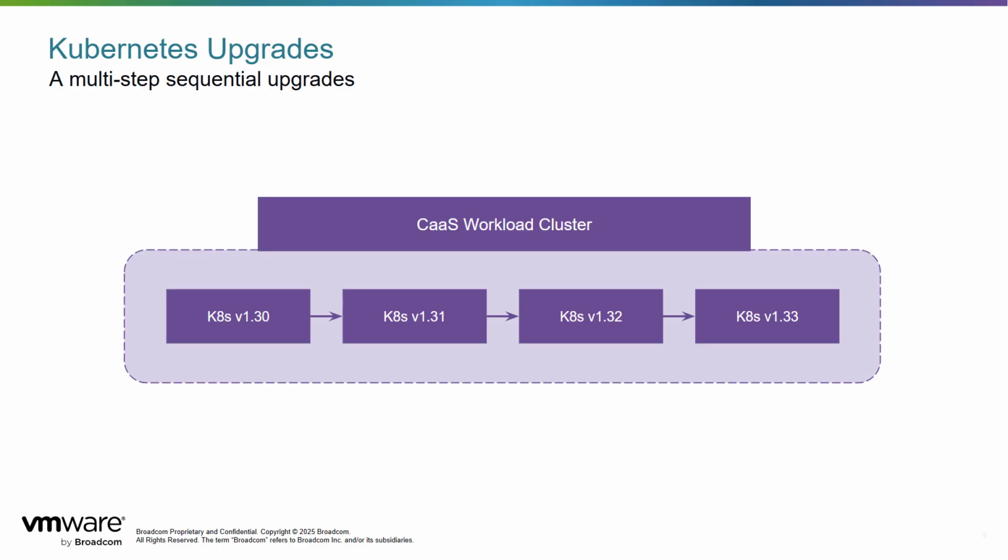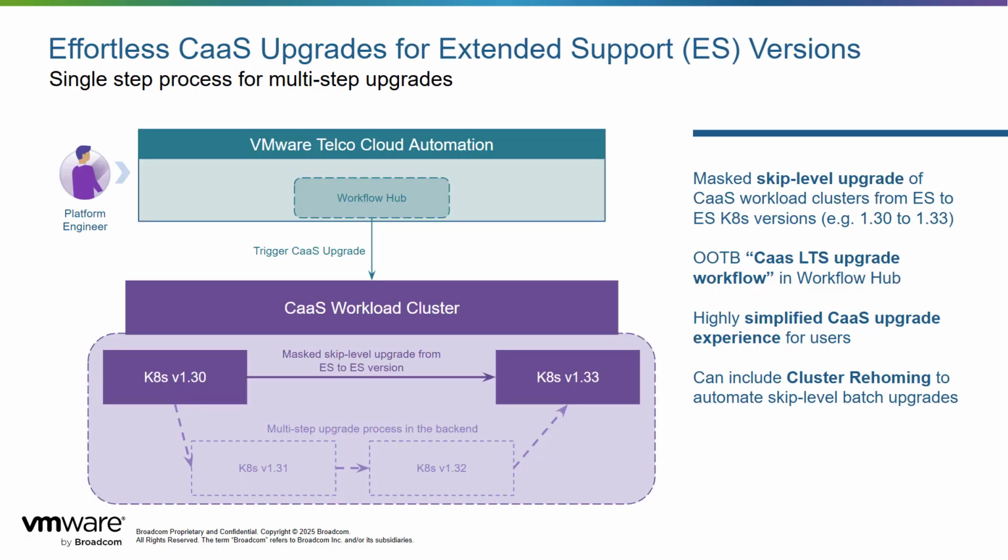But what if there was a way to simplify all this? What if you could upgrade your CaaS clusters directly from one extended support version to another without having to worry about these intermediate steps? That's exactly what we've enabled you to do with VMware Telco Cloud Platform.